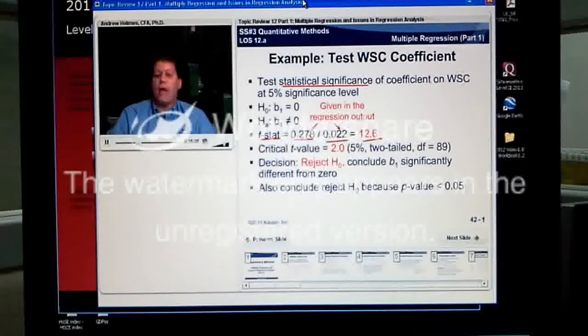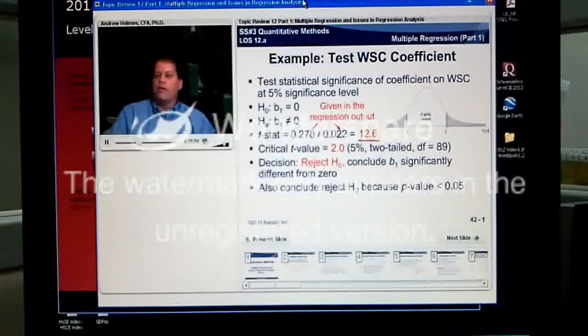Notice that that is way beyond 2. We look up the critical value in the table. It ends up being about 2. So we can reject the null hypothesis that this coefficient, 0.278, is actually equal to 0, and we can accept the alternative that it is not equal to 0. And we can do that at 95%, but we could also do it at 99, and we could do it at 99.9 because the table tells us that the p-value is beyond 0.001, it says less than 0.001.